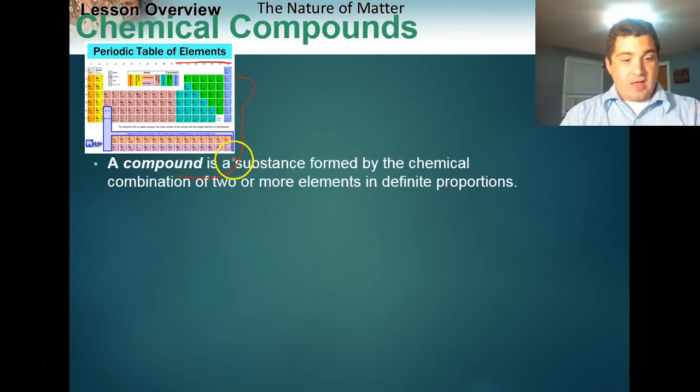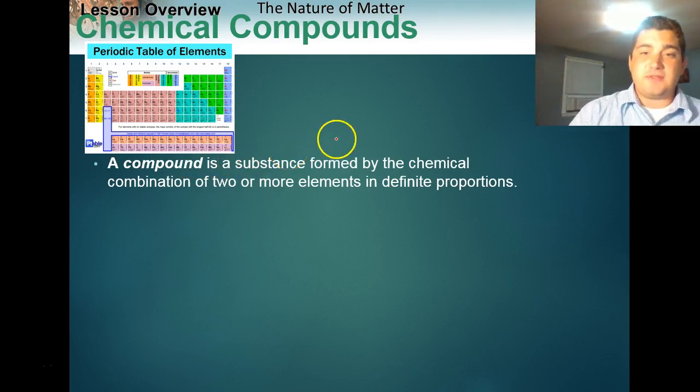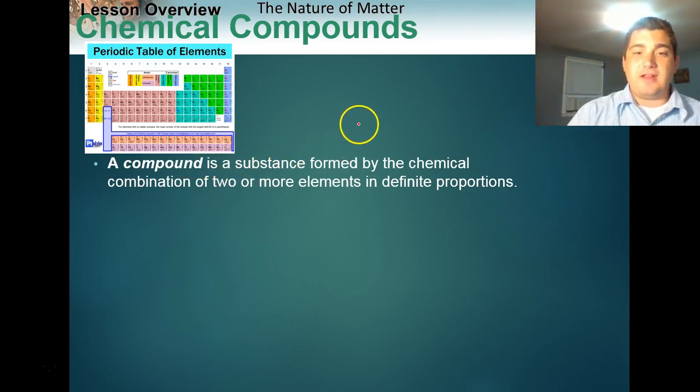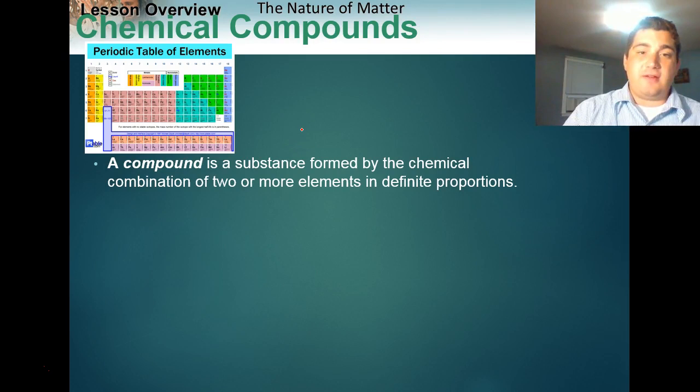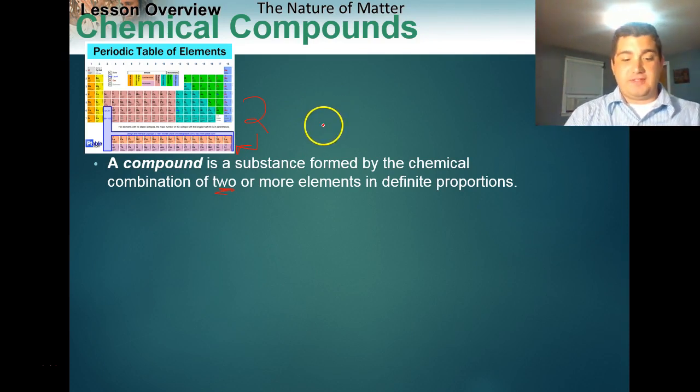And a compound is a substance formed by the chemical combination of two or more elements in definite proportions. So what does this mean? We have a compound which is two or more elements. So two elements from the periodic table right here. We could have lithium and bromine to make lithium bromide, a compound made of two elements.